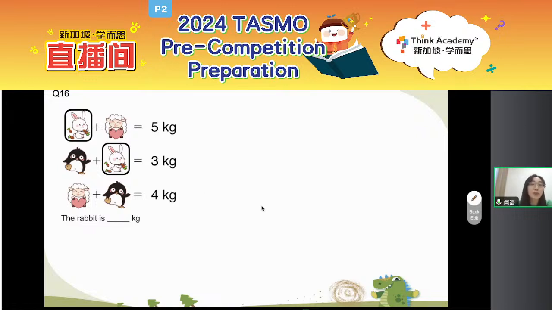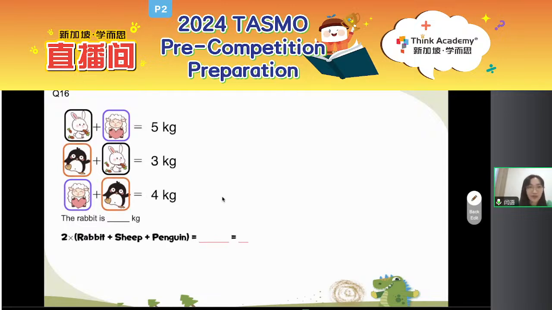Okay, and also how many sheep are there? Can you see that? How many? Correct, also two, right? Okay, and then how many penguins are there? Also two. So here you see that if you just combine them, that is two rabbits plus two sheep plus two penguins. So what is the total? What is the total weight of two rabbits, two sheep, and two penguins? Good job. So when you add the left part all together, at the same time, you just add the right part all together. So here 5 plus 3 plus 4.